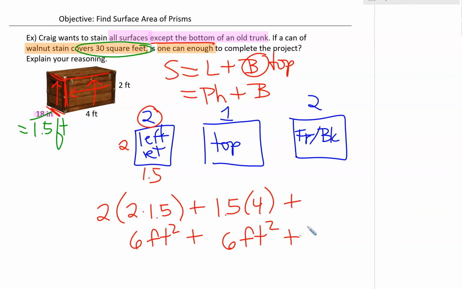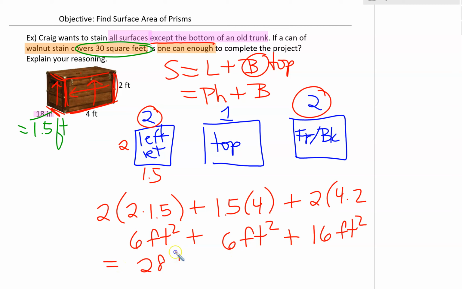Plus, so now I'd find the areas of the front and the back, and the front and the back would be 4 feet by 2 feet, and I have two of those, so I have 2 times the 4 times 2 feet, which gives me 8 times 2, which is 16 square feet. And then adding each of those together, let's see, 12 plus 16 would be 28 square feet. So that's the area of the sides of the trunk that are going to be stained. And since 28 square feet is smaller than 30 square feet, which is what a can covers, one can is enough. So now we just have to write that conclusion out.